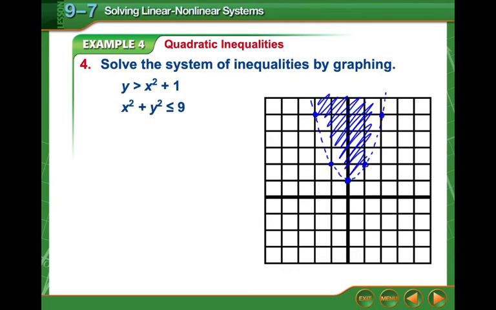It's kind of weird. Our next one is a circle centered at the origin. Radius is the square root of 9, which is 3. So we go out 3 in all directions. This one's less than or equal to, so we can go ahead and do a solid line. And there's our circle. And it's less than, which means it is shaded inside of the circle.